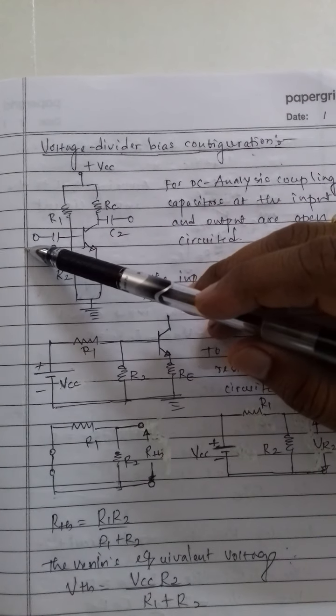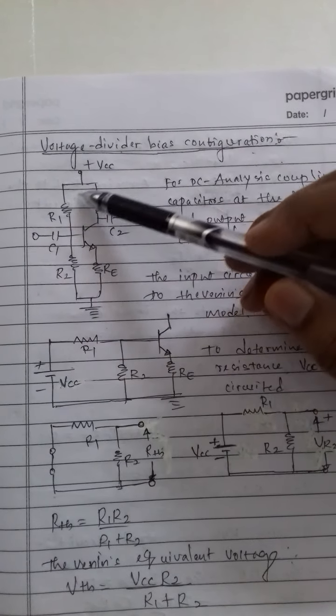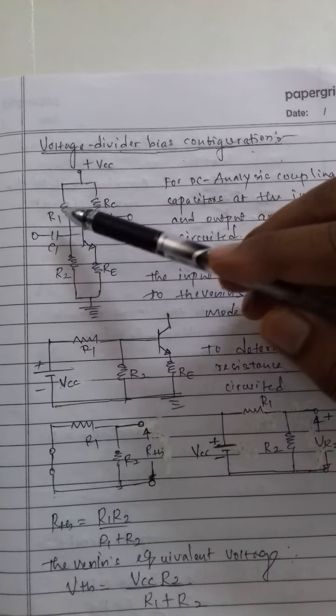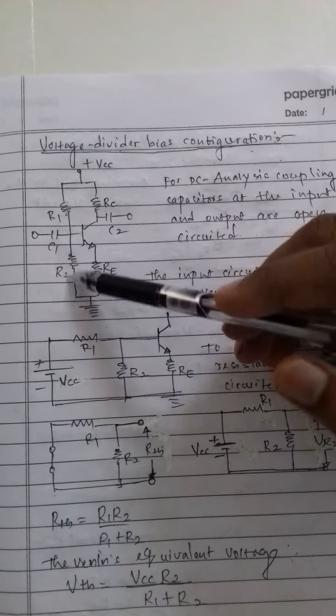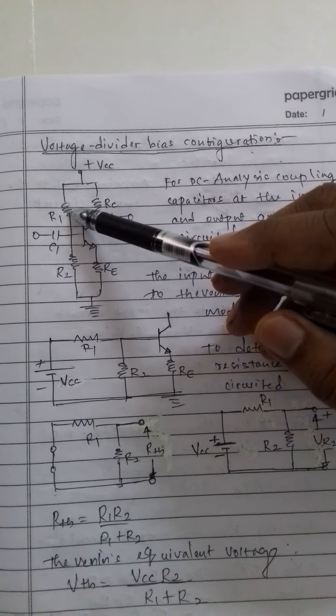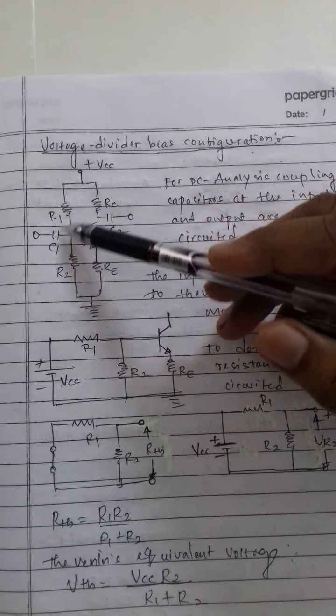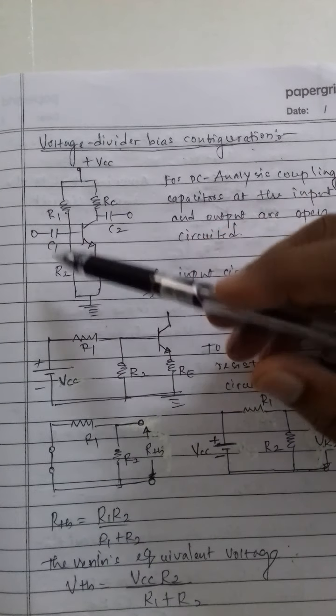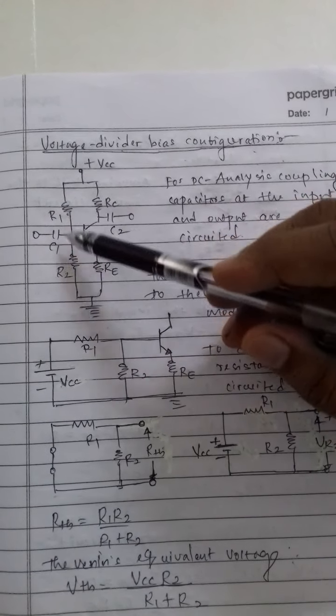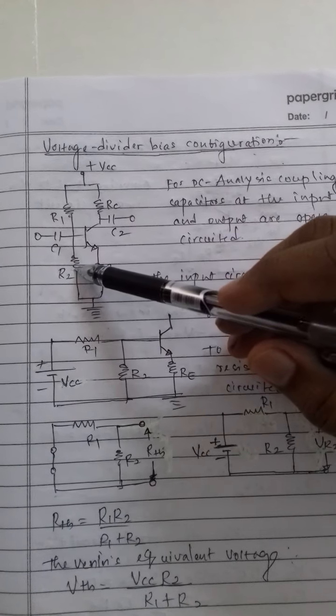The voltage which is applied at this input, here a divider network is used consisting of resistances R1 and R2. These are the resistances which operate as a divider network.